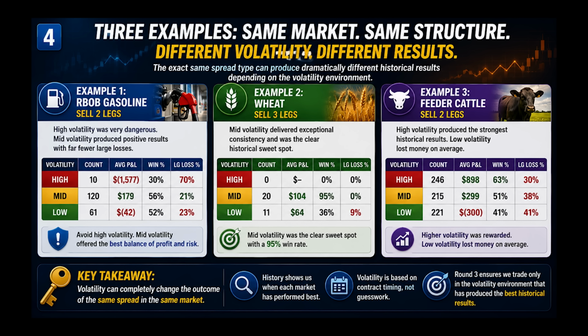Let's look at three real examples from our 500,000 historical spread combinations. Gasoline performed best in mid-volatility conditions. Wheat also showed a clear historical edge in mid-volatility, posting an impressive 95% win rate. But feeder cattle was completely different. Its strongest historical performance actually occurred during high volatility environments.